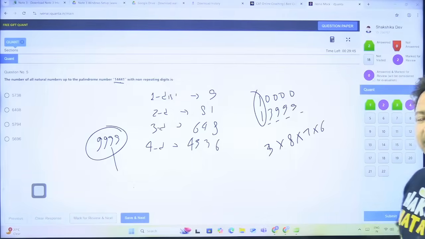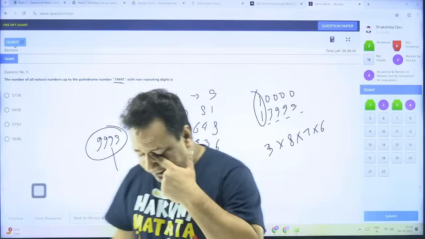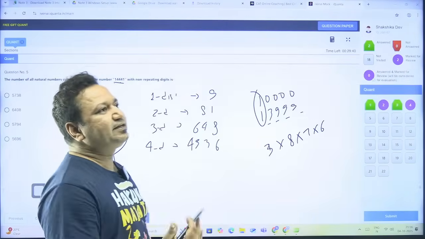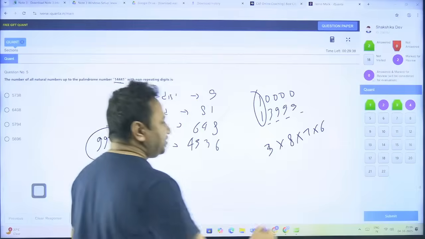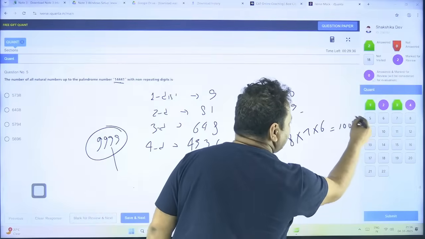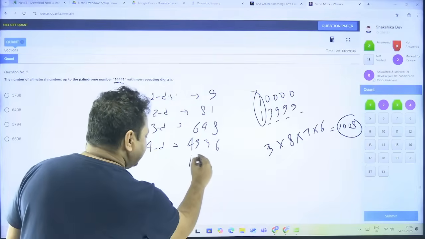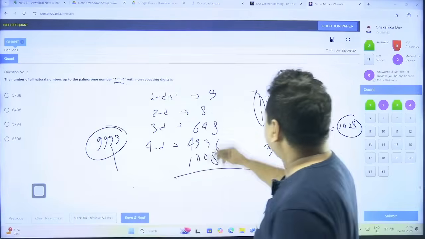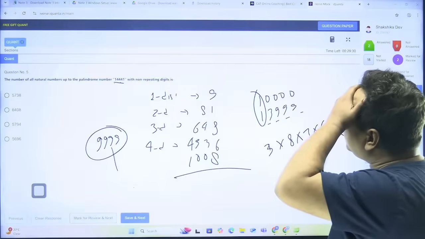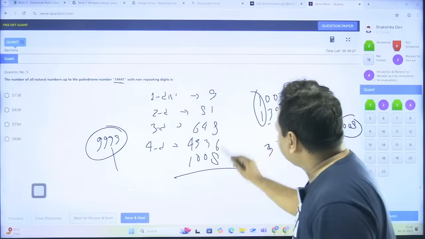3 8s are 24. 24 into 7, 168. 168 into 6, 1008 is what I have here. So I think you will be using a calculator for that. 1008. How much is it after adding everything together? 90, 648, 738, 738.